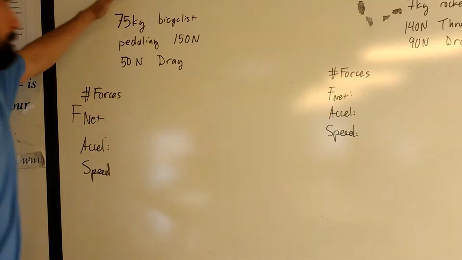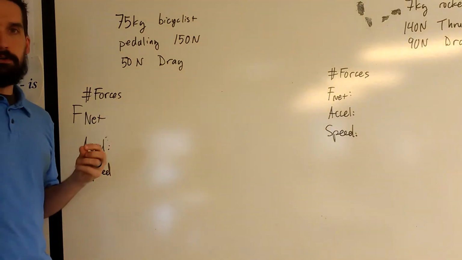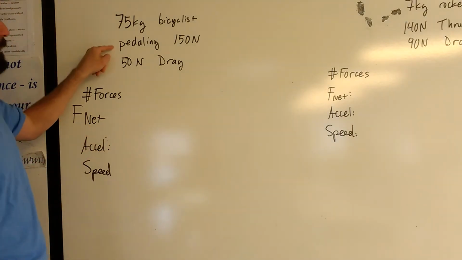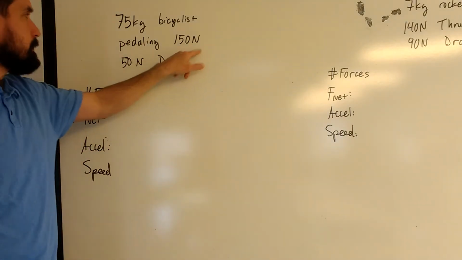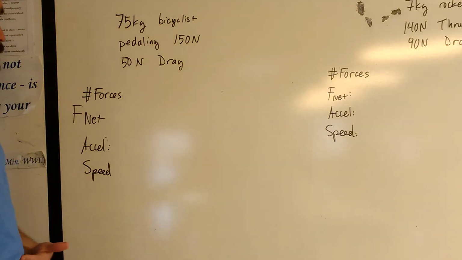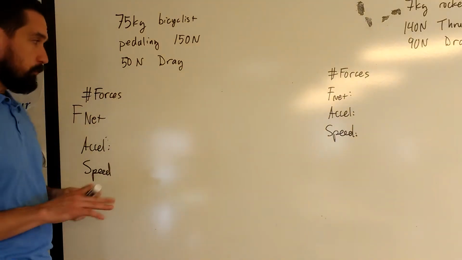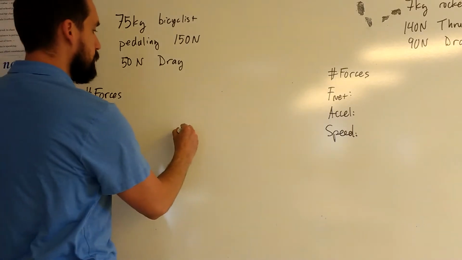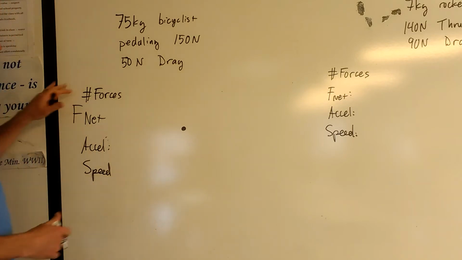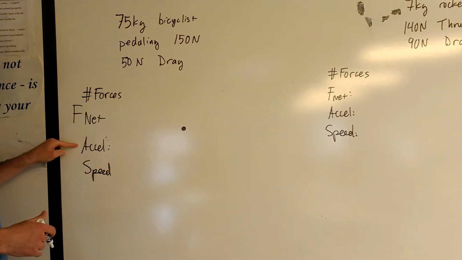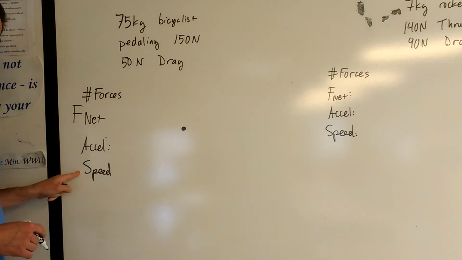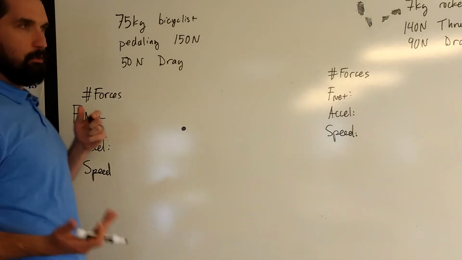So in the first problem here, we're talking about the 75 kilogram bicyclist or cyclist, however you say that. They're pedaling, generating a force of 150 newtons. There's a 50 newton drag. And so we're asked to analyze the situation. We're going to draw a free body diagram, right? You can do this with the cyclist, but we know we can just use a dot. We're going to look at the number of forces, the net force, the acceleration, which will of course be due only to the net force, and what the speed is doing, if it's increasing, decreasing, or constant.